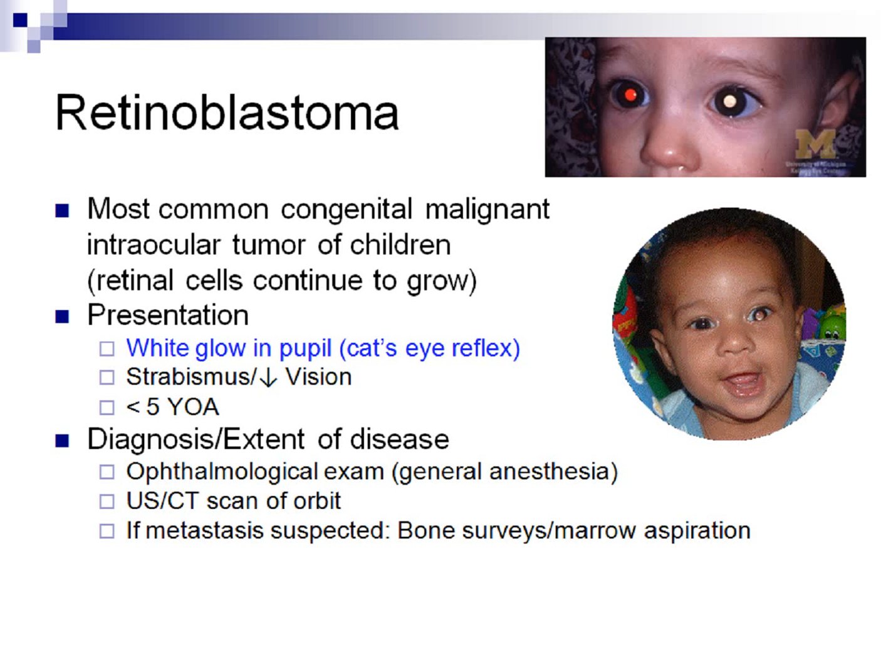Obviously the diagnosis depends on the extent of the disease. We hope to pick it up early so that we can prevent problems. We need a really good ophthalmological exam. We can do this initially in the ophthalmologist's office, but often it has to be done under general anesthesia. We may also have to do an ultrasound or a CT scan of the orbit to see if there's any involvement of the bone in addition to the eye. And if there's metastasis, we may also have to do bone surveys and bone marrow aspirations if we think that there's bone affected.